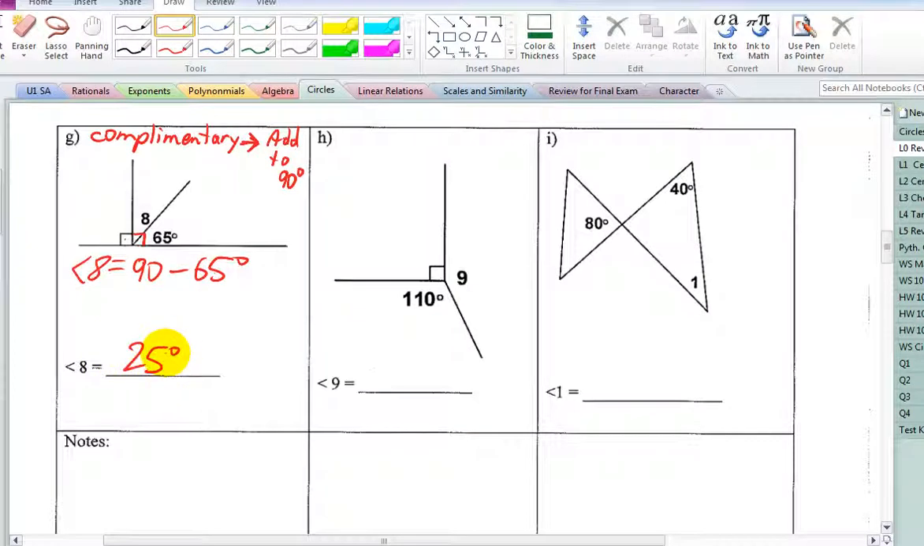And you know what they teach you in grade 2? You can go, oh, well, 65 plus what equals 90, and turn the subtraction into an addition. So that could be useful this unit.